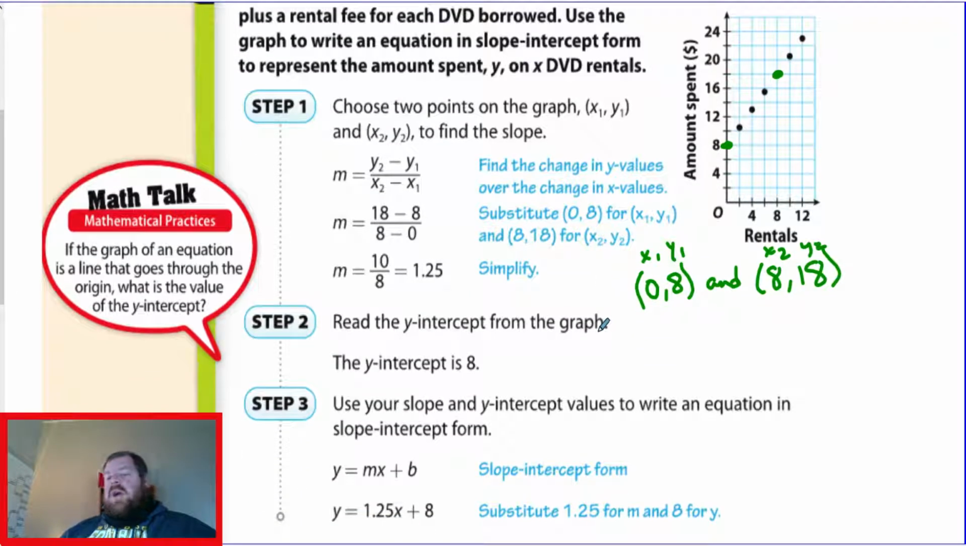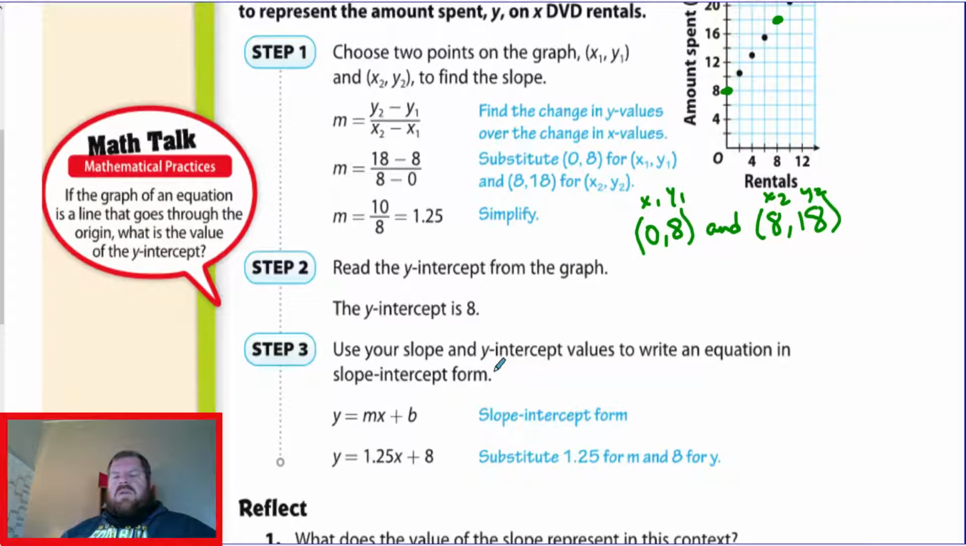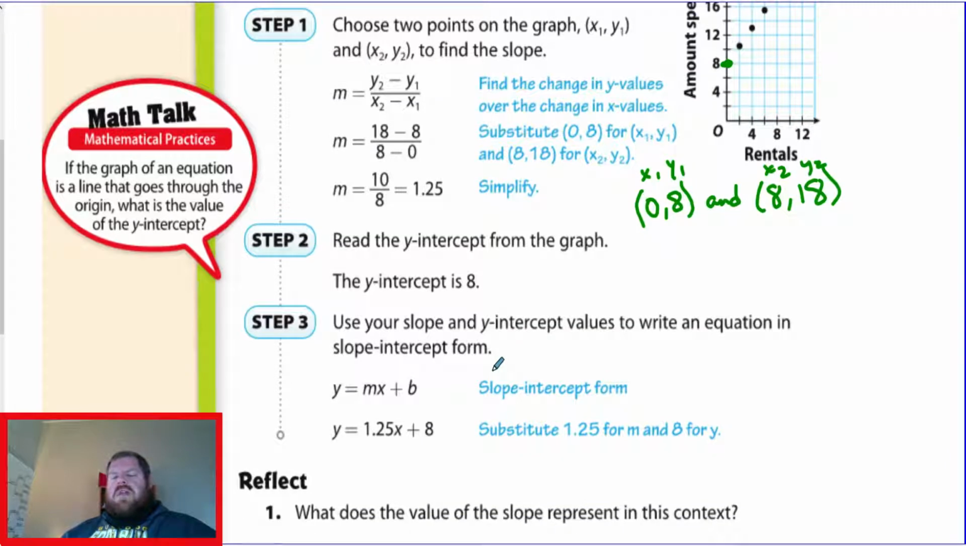Also, we can tell the y-intercept on the graph. It's right here at (0, 8), so 8 is my y-intercept. Okay, so using our slope and our y-intercept, plugging it into y equals mx plus b, y equals 1.25x plus 8. So it's like an $8 monthly fee to be part of this program. And then for every DVD that's rented, it's $1.25.